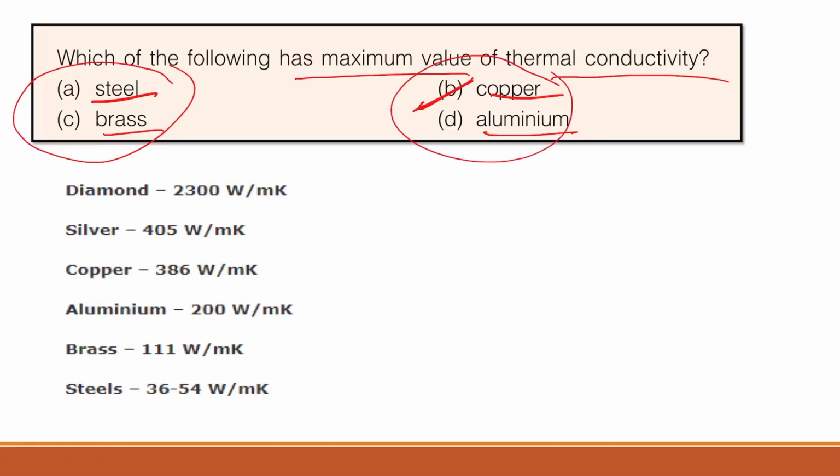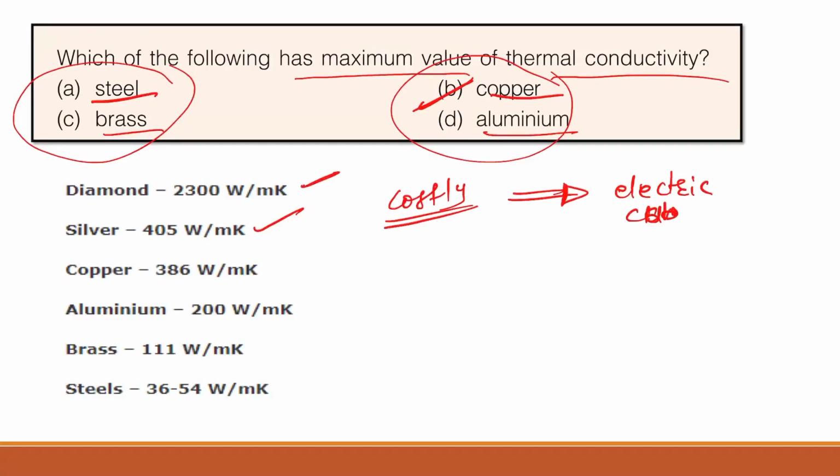Basically diamond has the maximum thermal conductivity, but diamond and silver are very costly, so we cannot use these in electric cables, right? That's why we use copper, because it has low cost compared to silver and diamond, but it has a good value of thermal conductivity. So among these options, copper has the maximum value of thermal conductivity. The correct answer is B.